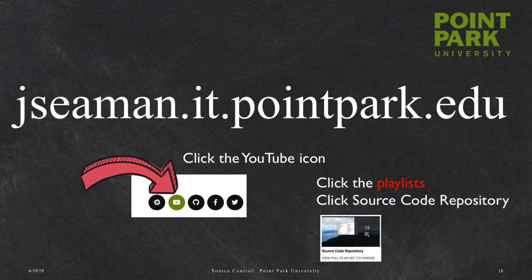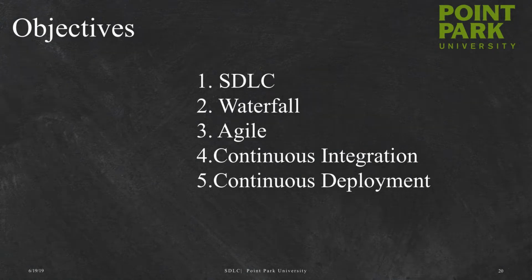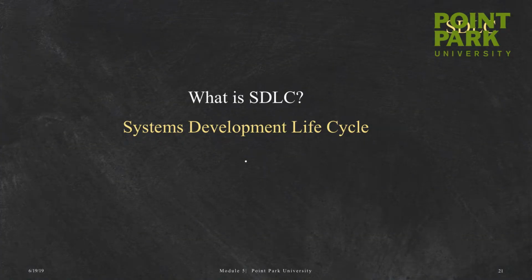All right. Software architecture. So in this one, I thought it was very important. We're going to talk about SDLC, waterfall, agile, continuous integration, and continuous deployment. And those are all things that we're going to follow in this class to a degree. So what is SDLC? Systems Development Lifecycle, Software Development Lifecycle. It's just a lifecycle that you follow in order to do something. So what does it mean? It's a process followed by a software project.